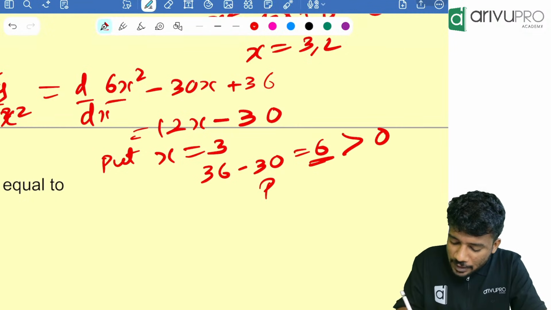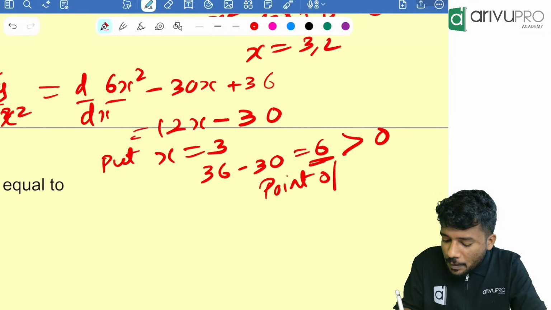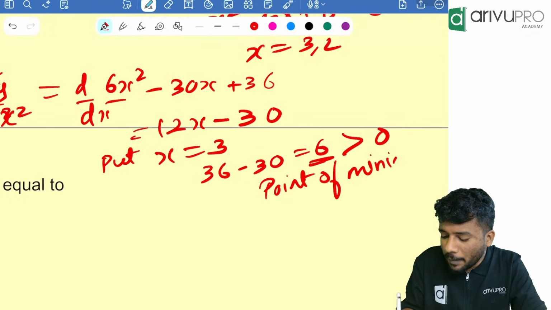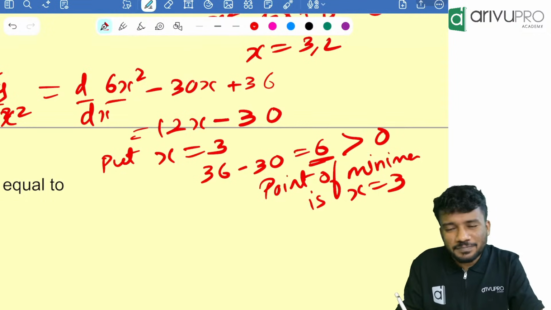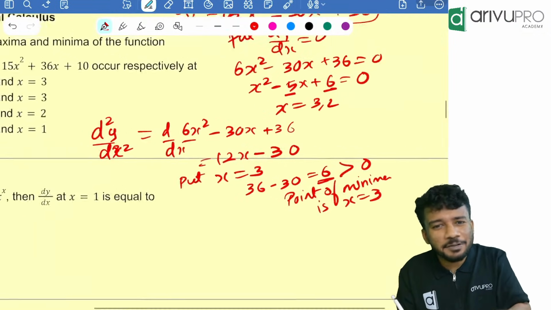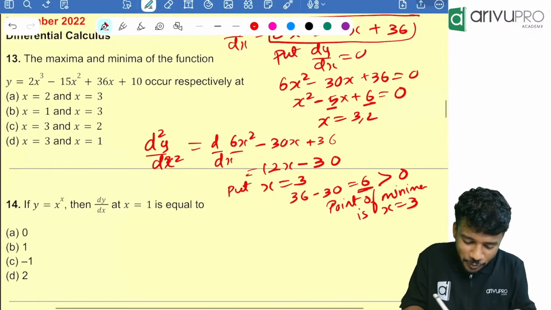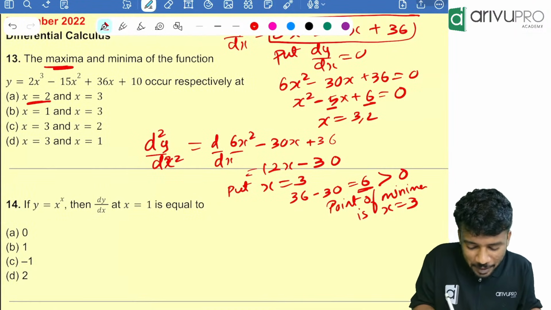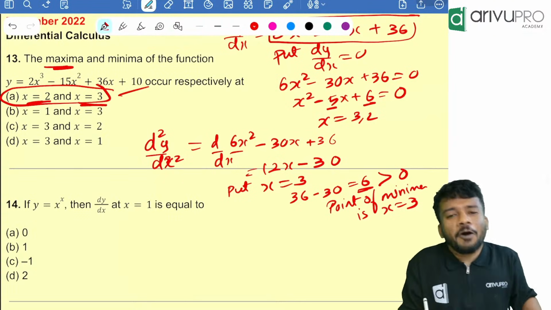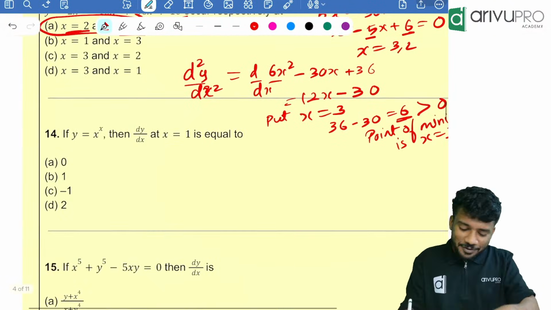So point of minima is what? Minima is x is equal to 3. So accordingly, point of maxima will be what? X is equal to 2. So question is maxima and minima. Maxima is what? X is equal to 2. Minima is what? X is equal to 3. Option A is your answer. I hope that everyone got it.